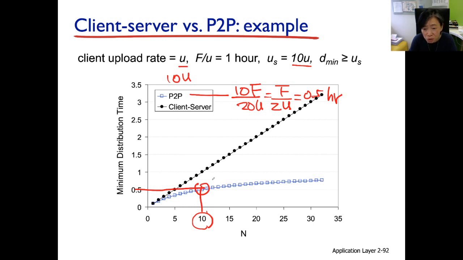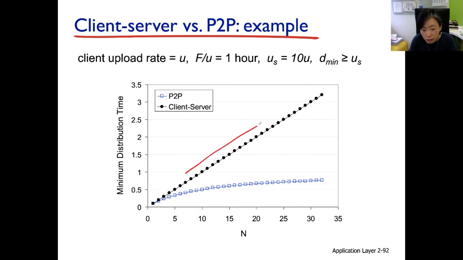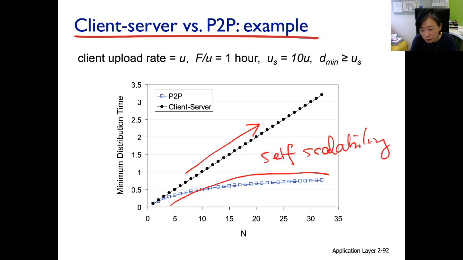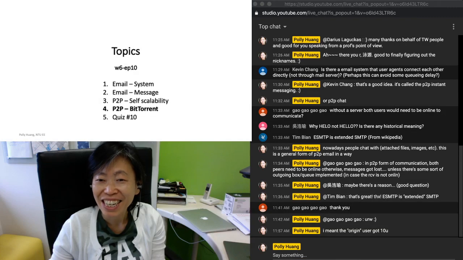So you see the growing trend: linear in client-server mode, but sublinear in P2P mode. And this illustrates this characteristic of P2P systems very well, self-scalability. And this is the big advantage of running an internet service in the P2P architecture over the client-server architecture. There. That is P2P. What's nice about P2P?